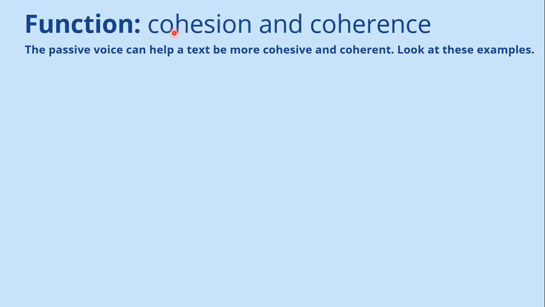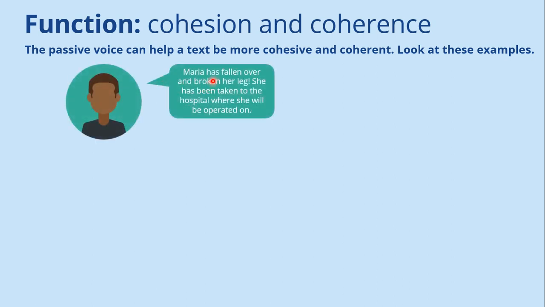Functions is the cohesion and coherence. The passive voice can help a text be more cohesive and coherent. Look at this example. Maria has fallen over and broken her leg. She has been taken to the hospital where she will be operated on.